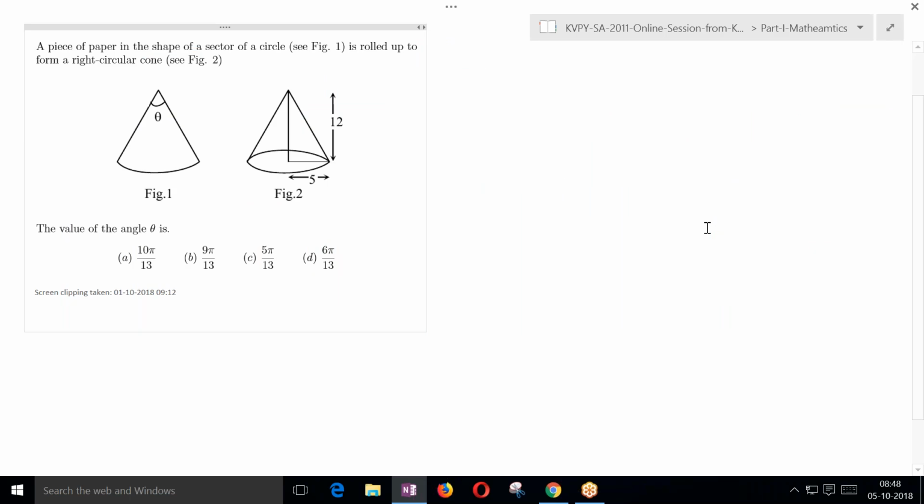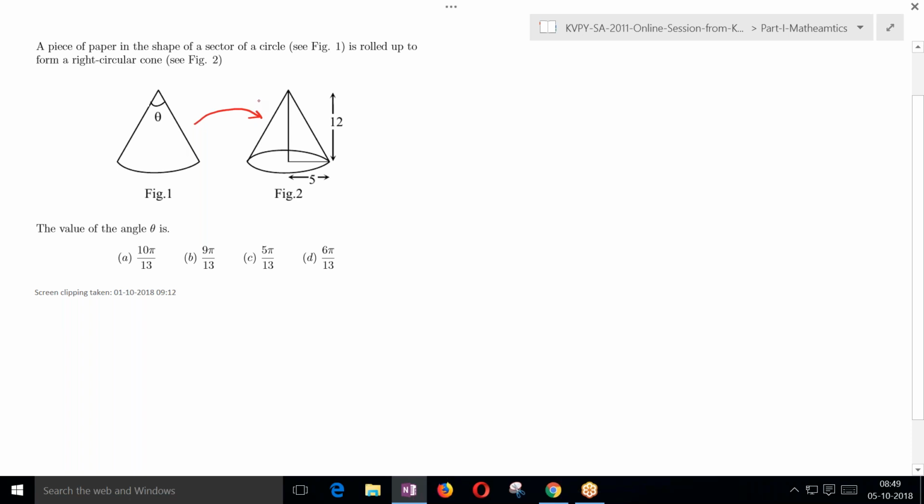If you see question 7, it is mentioned a piece of paper in the shape of a sector of a circle as shown in figure 1 is rolled up to form a right circular cone. That means whatever you see, this is a sector. From class 10 we have areas related to circle. So this is a sector. From this sector, if it is folded up, it becomes a right circular cone.